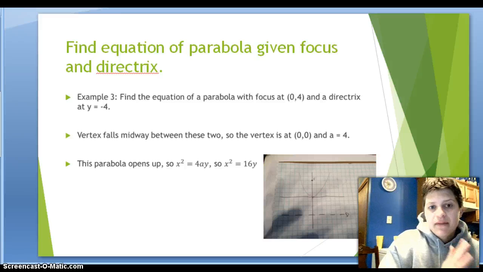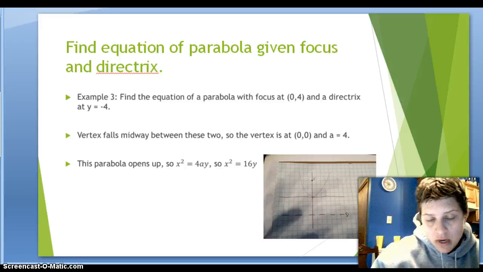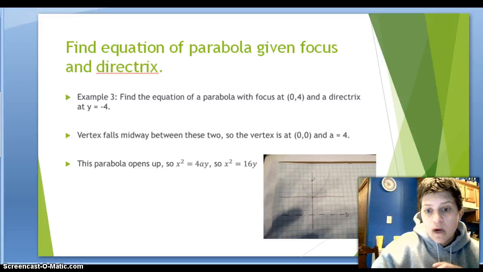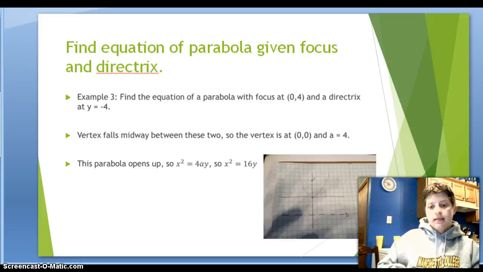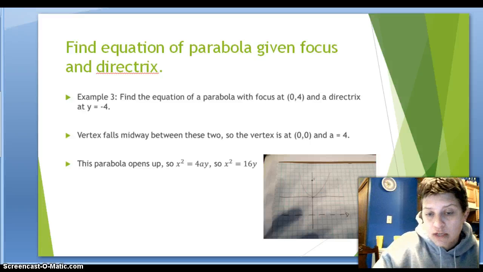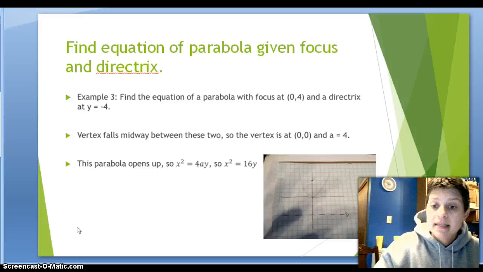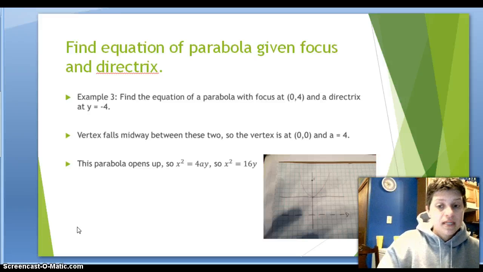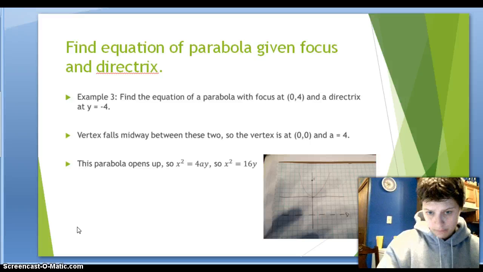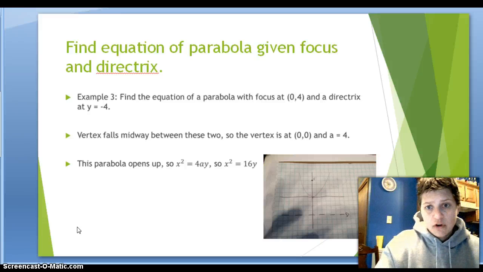Let's find an equation of a parabola given the focus and the directrix. In this picture, we know the focus is at (0, 4). I drew the dot of the focus, and the directrix is at y equals negative 4. The vertex is the midpoint between them, because it's equidistant from the focus and the directrix, and therefore our vertex is at (0, 0), and that makes a equal to 4. Now it opens up, so we have x squared equals 4ay. Plug in 4 for a, and we get x squared equals 16y. So you can graph your focus and your directrix, go halfway in between them, and that will give you the location of your vertex.